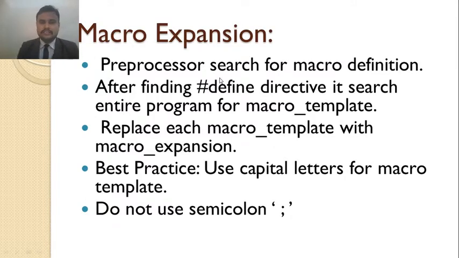Now how it works, that's a very important part. Firstly, we write the program, and when we need to compile it, the compiler will call the preprocessor. The preprocessor searches all the macro definitions present in the program, like UPPER, like PI. It searches for that macro template throughout the program. After finding the macro definition, it will replace each macro template with its macro expansion.